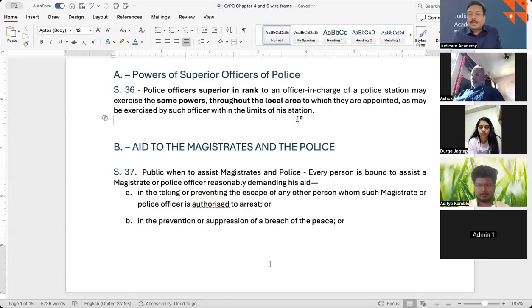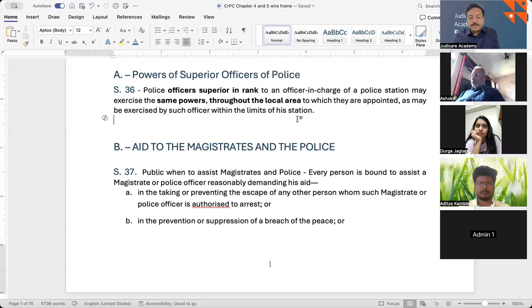This is about section 36. So this completes the power of the superior officer clause in section 36, the section in chapter 4. Coming to part B, aid to the magistrates and the police. As the name says itself, after section 36, the sections are included in part B, which is aid to the magistrates and the police. So what does aid mean? To support, to provide some relief. What kind of support could be provided by people, for example the public, to the magistrate and the police in execution of the justice system in criminal law?